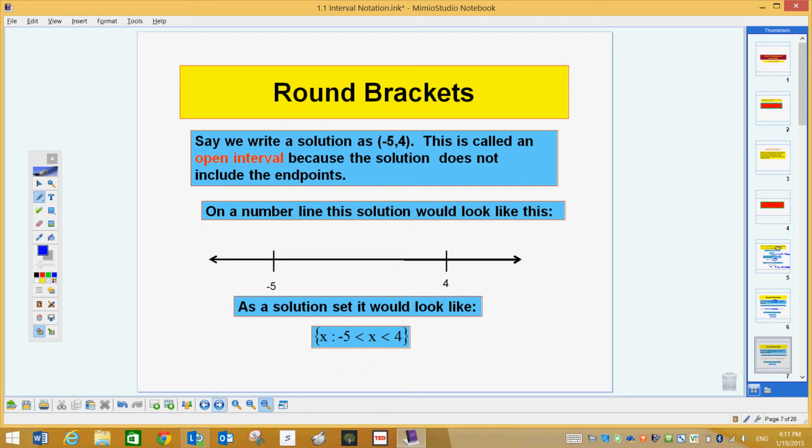As in our introductory example, round brackets are considered open intervals because the solution does not include the endpoints. On a number line, the solution would look like this. There would be an open circle at negative 5, an open circle at 4, and we would shade everything in between, which indicates all x values between negative 5 and positive 4. As an inequality, we would write it as negative 5 less than x less than 4.